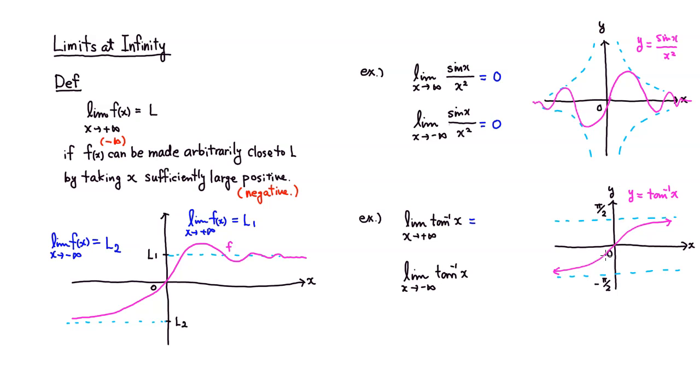If you're going to positive infinity, you can see that the function value is getting closer to pi over 2. So the limit here is pi over 2. But if you're going to the left, follow this, x is getting larger negative, you can see that it heads toward negative pi over 2. So the limit is negative pi over 2.